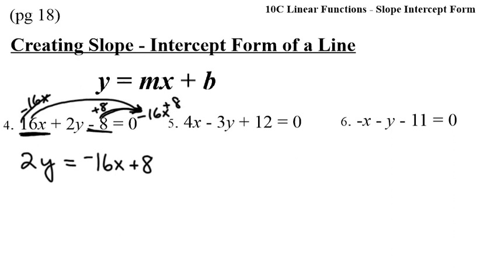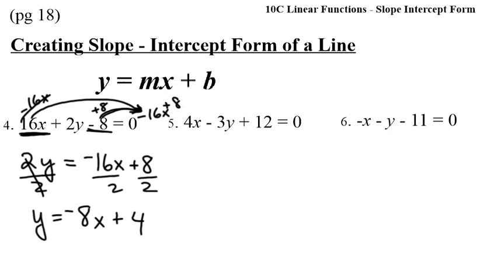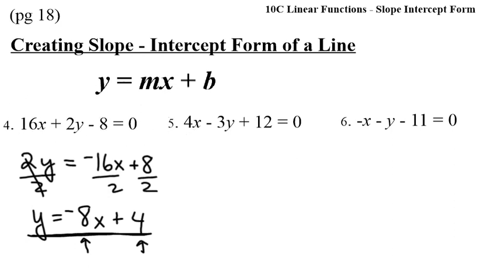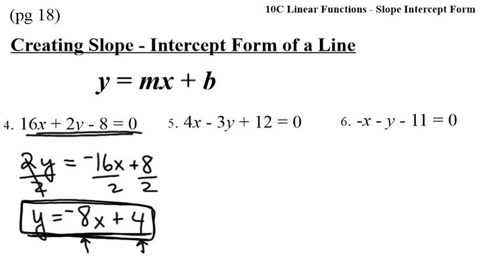But we still don't have y by itself. I need to divide by 2, divide both of these parts by 2, so I'm left with y equal to -8x plus 4. There's my y equals mx plus b form. Slope, -8. Y-intercept, +4. All of that. But this initial form told me none of that. So putting it into y equals mx plus b slope-intercept form gives me important information.